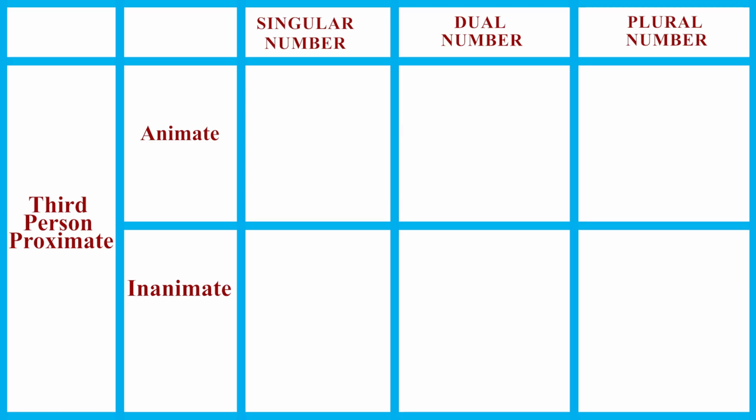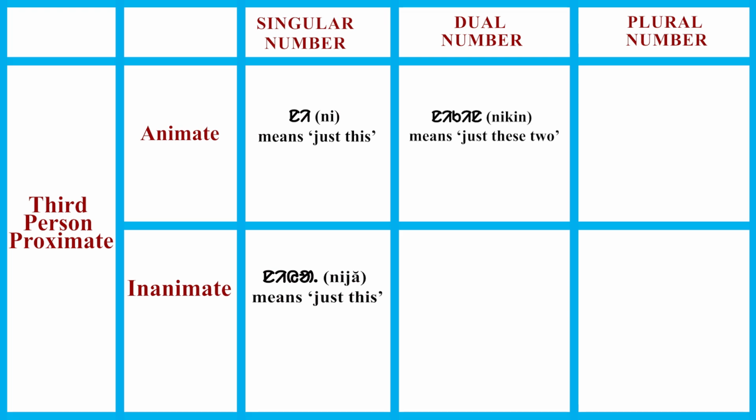Consider the following table. Third person animate singular number in proximate: ni means just this. Third person inanimate singular number in proximate: nir means just this. Third person animate dual number in proximate: nikin means just these two. Third person inanimate dual number in proximate: nirkin means just these two.